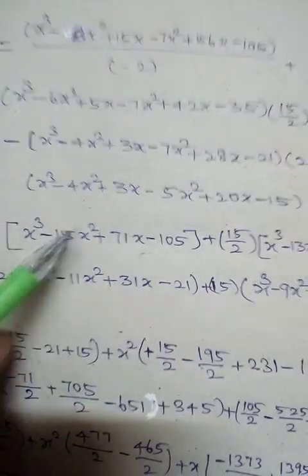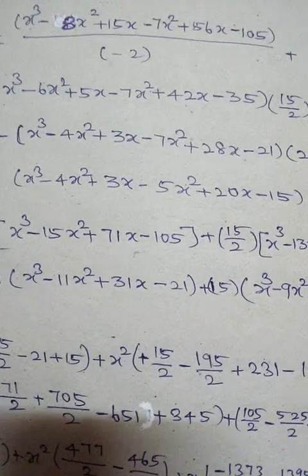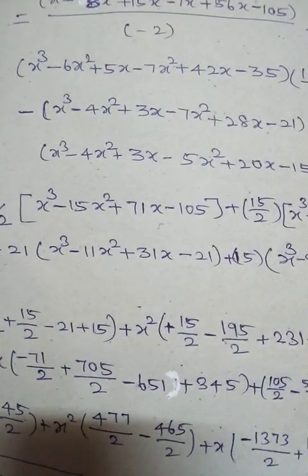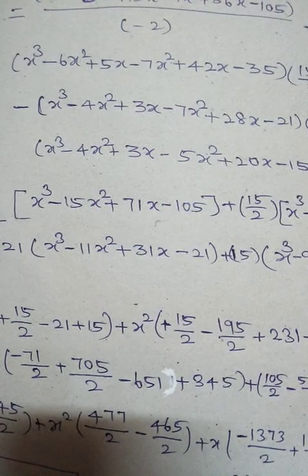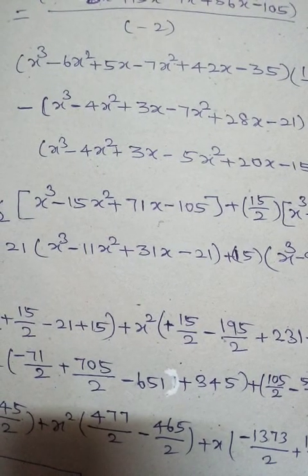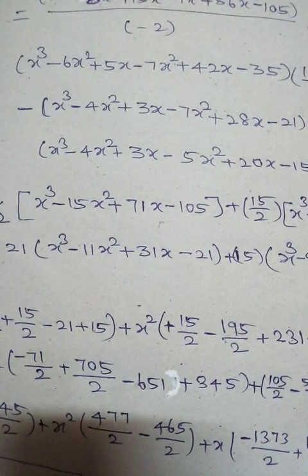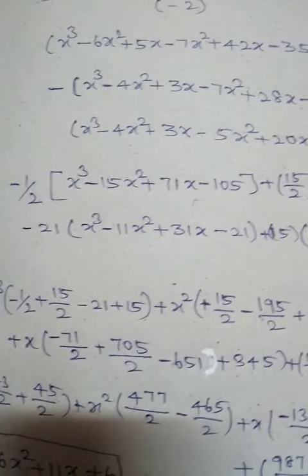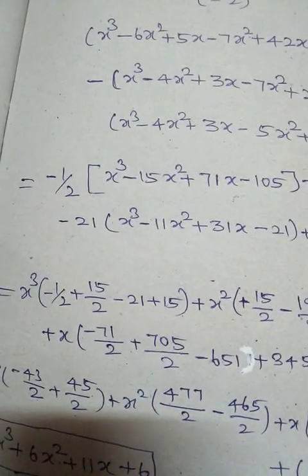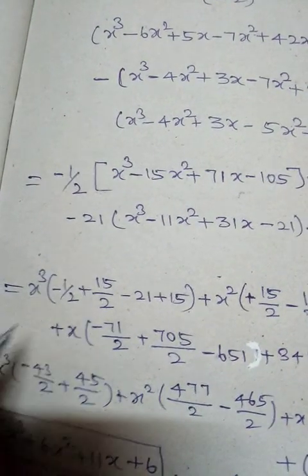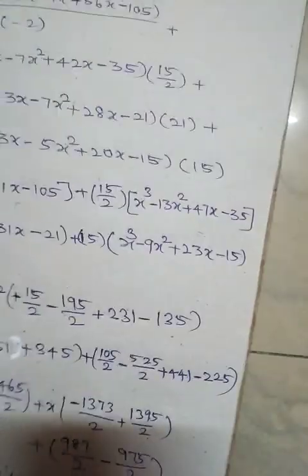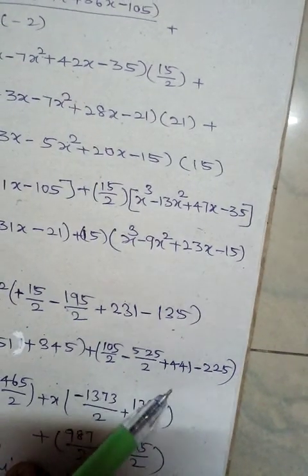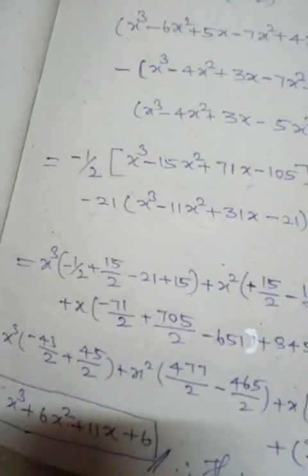There are 4 terms: 1, 2, 3, 4 terms. So from these terms I can select x cube, x squared, x, then the constant term. Okay, I am going to separate these kinds of terms. x cube is the first term, x squared is the second term, x is the third term, and the constant is the final term. Okay, this is the way I can select it.